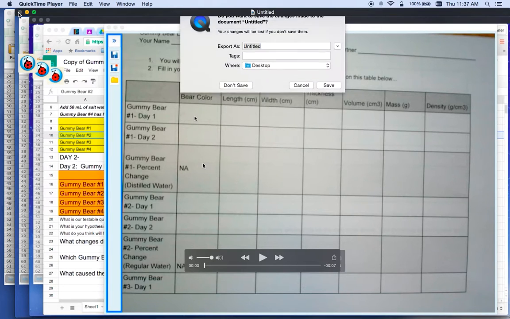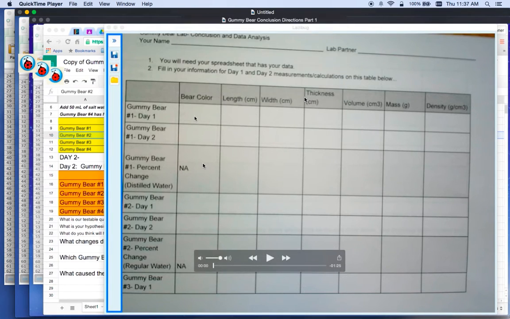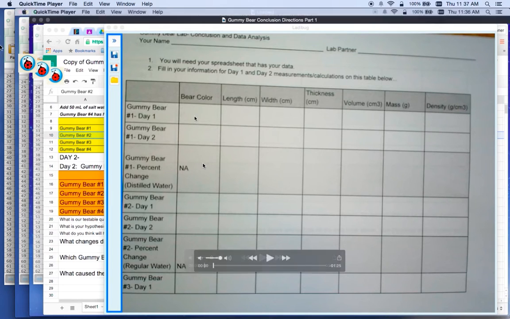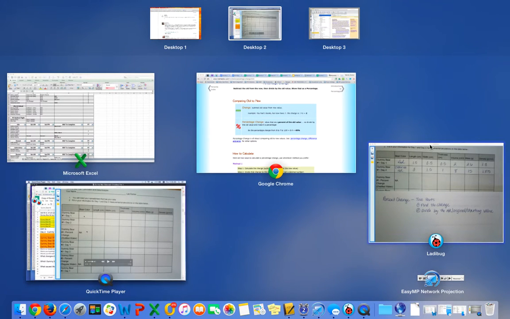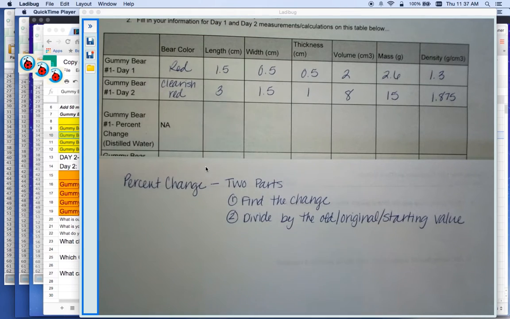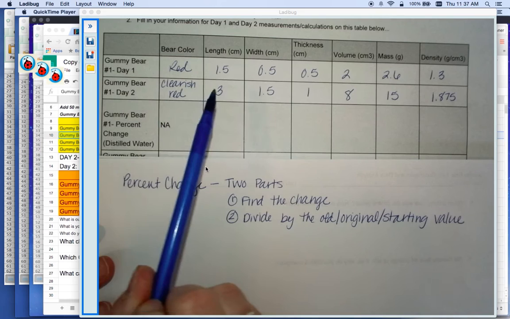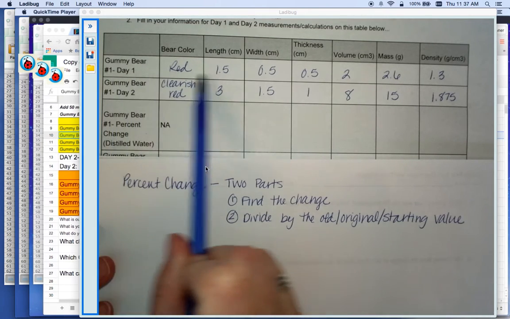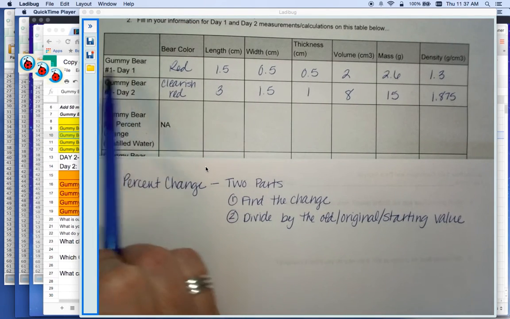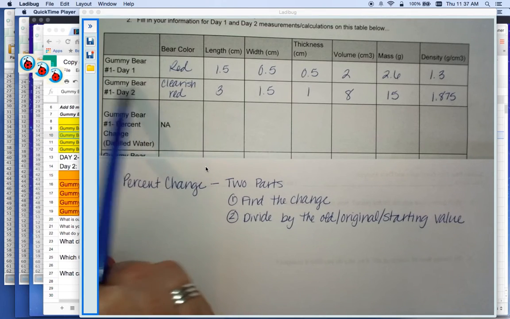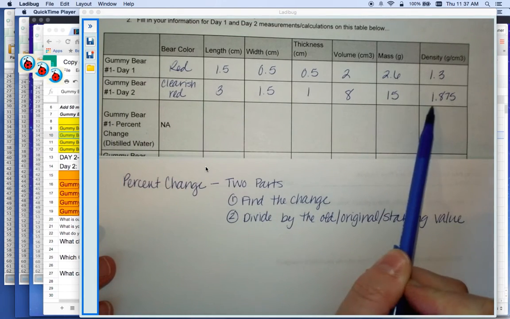Alright guys, so I'm going to show you how to go through and do percent change. Okay, so here is what I have. I went through my Gummy Bear lab and I filled in my day one information all across here. This is for Gummy Bear number 1, day 1. Gummy Bear number 1, day 2, I have my information here.